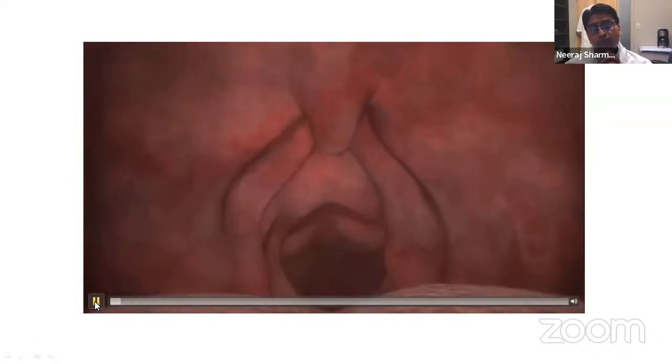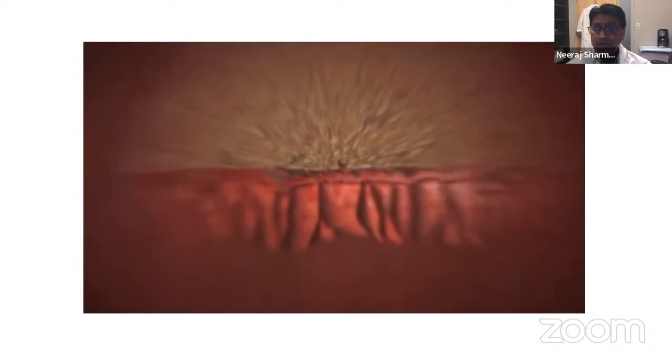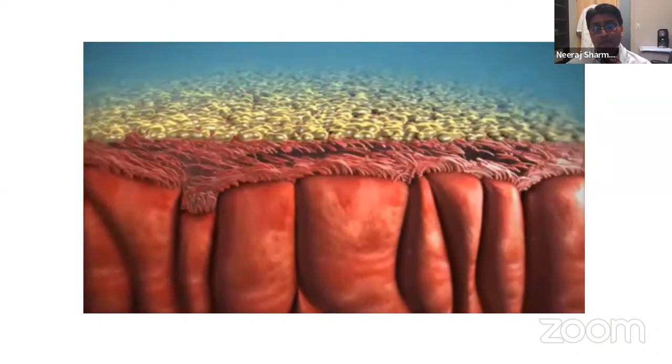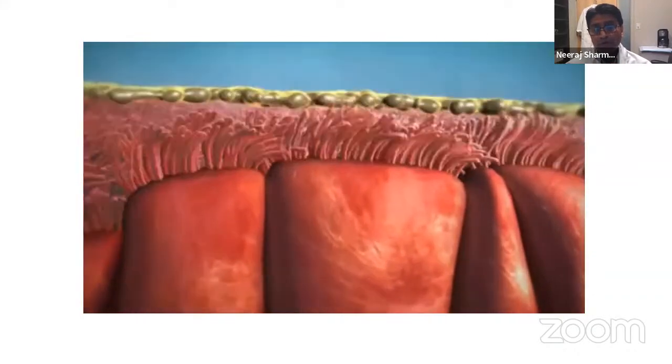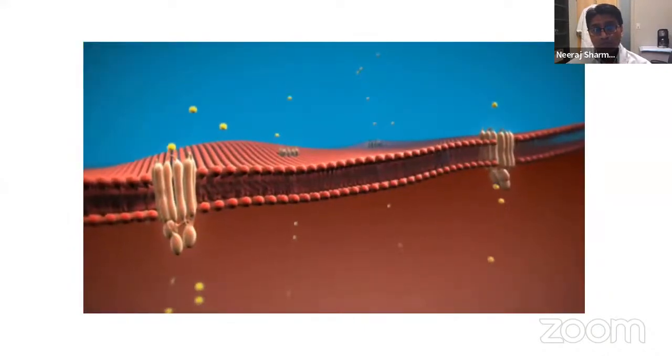So here we are moving from the pharynx into the trachea, and then the bifurcation of the bronchi. We are going to the left bronchus here, and here is a magnification of the bronchus. And here you see the epithelial layer, on top of which cilia are beating and surface liquid is moving.